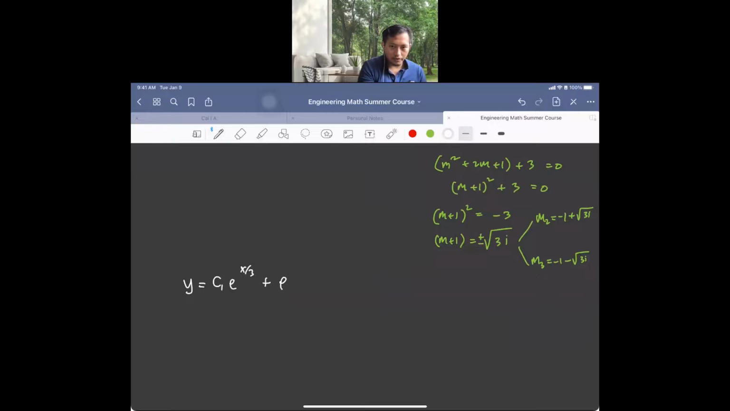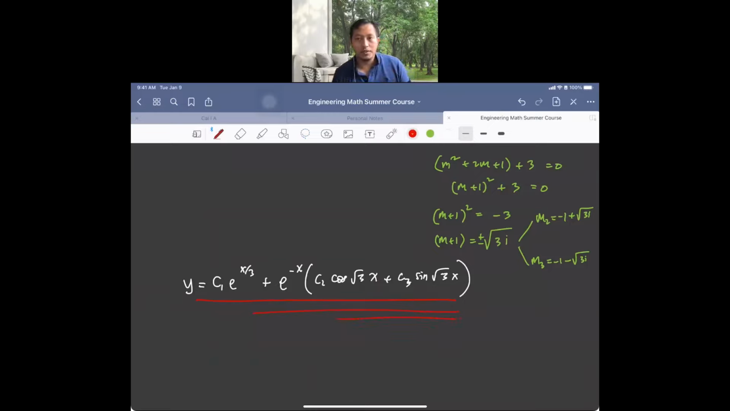C1 e to the x over 3 plus e to the negative x, because alpha is -1 and beta is square root of 3. Then you can write C2 cos square root of 3x plus C3 sine square root of 3x. The x is not inside the square root, okay? It's a little bit outside here. And thus this is the general solution.